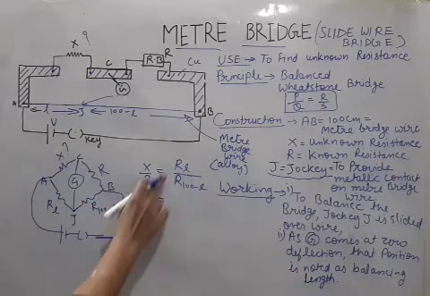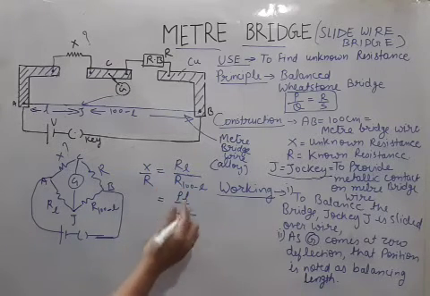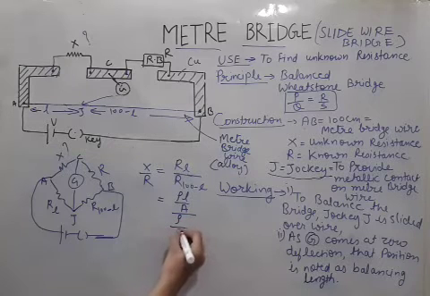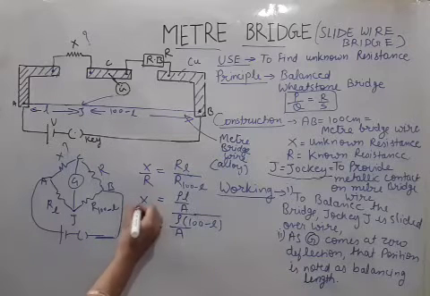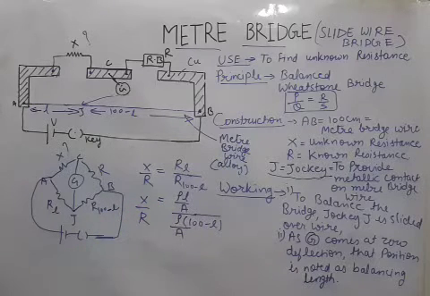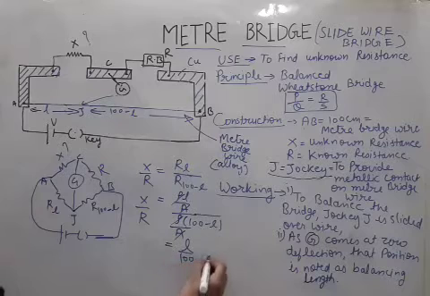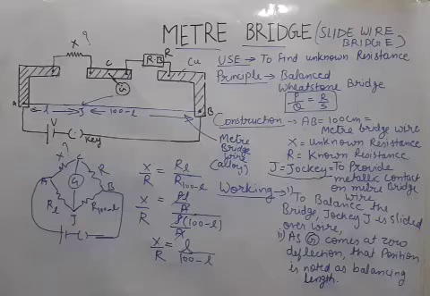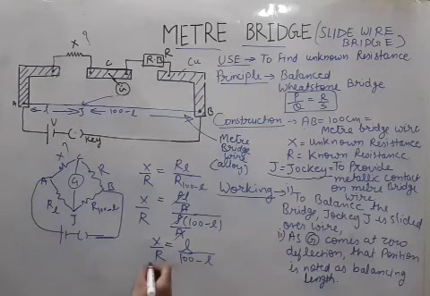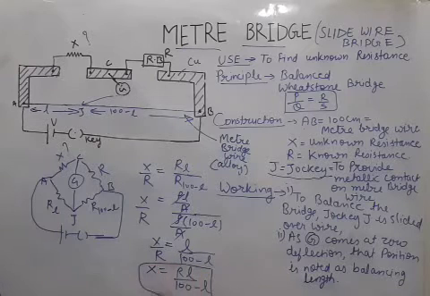Now R formula is rho L by A, and in the same manner again rho L by A, but now the length is not L, it is 100 minus L. This way. Finally this rho is getting cancelled and area is getting cancelled. So we are left with L upon 100 minus L equal to X upon R, and finally X equal to RL upon 100 minus L. Answer.